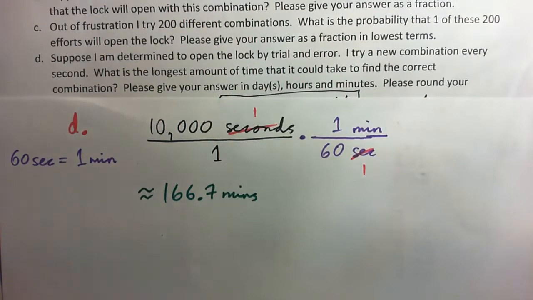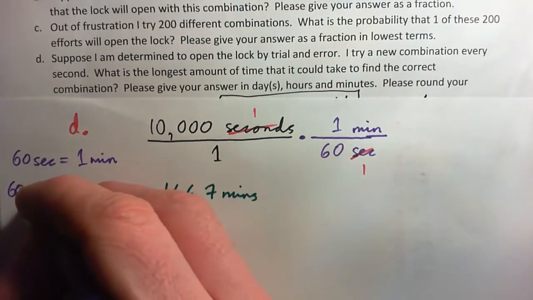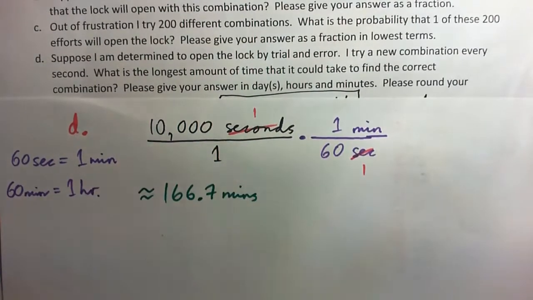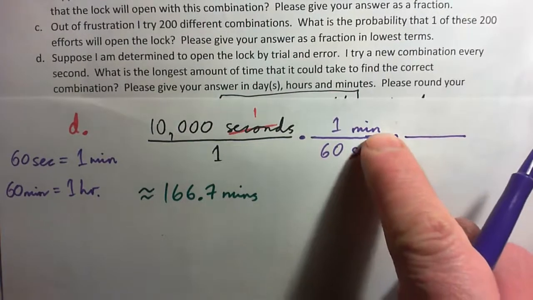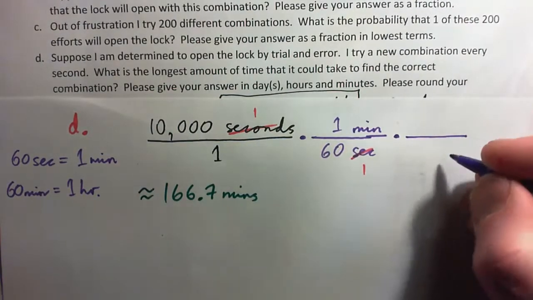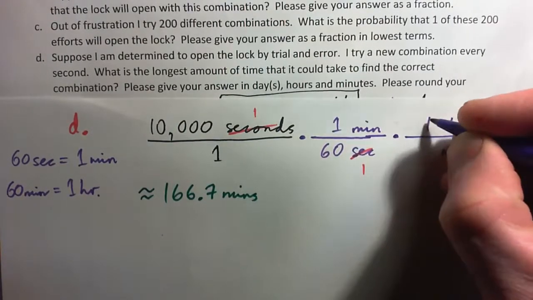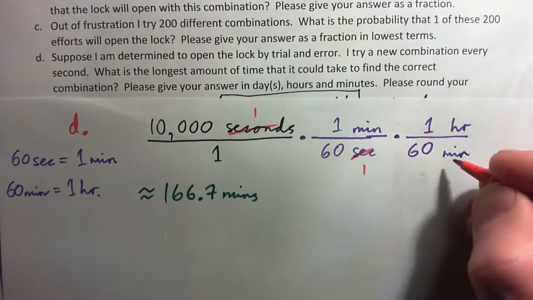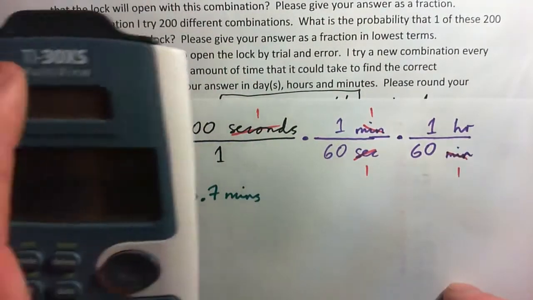But that still doesn't look great to me, because I'd like to turn that into hours, okay? And I know that there are 60 minutes in 1 hour, okay? So I'm going to times this guy now by, because I want to go from minutes to hours, M-I-N here, HR for hours here. 1 hour equals 60 minutes, okay? And now my minutes cross cancel. Okay, and you know that.